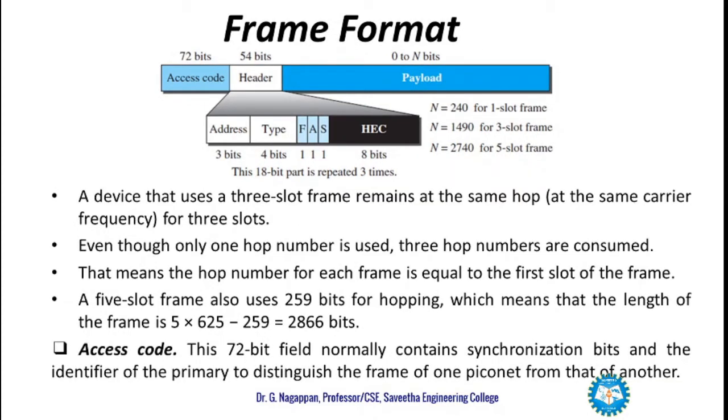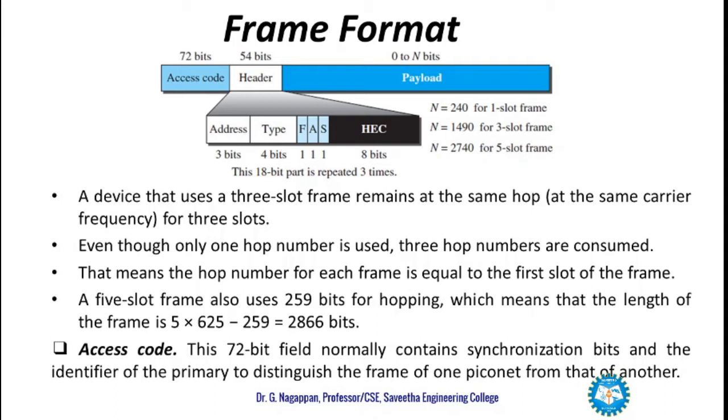A device that uses a 3 slot frame remains at the same hop, at the same carrier frequency, for all the 3 slots. Even though only one hop number is used, the 3 hop numbers are consumed. That means the hop number for each frame is equal to the first slot of the frame. The 5 slot frame also uses 259 bits for hopping, which means that the length of the frame is 5 into 625 minus 259, equal to 2866 bits.